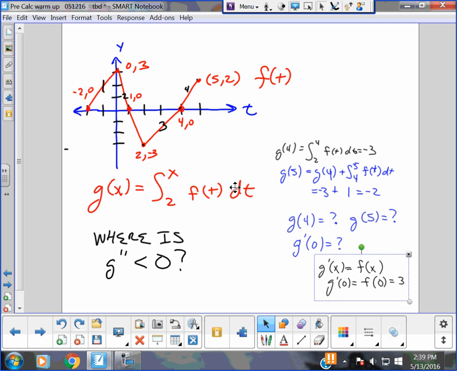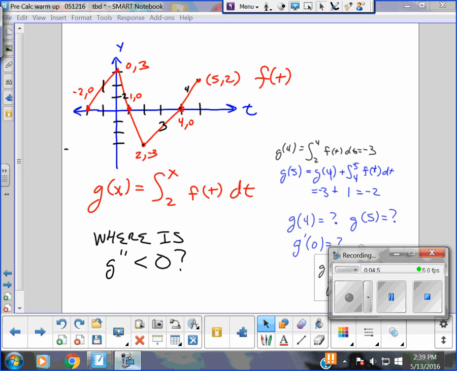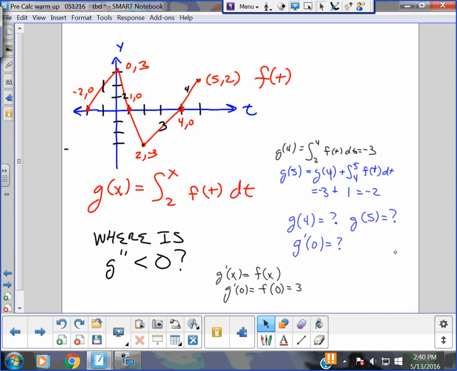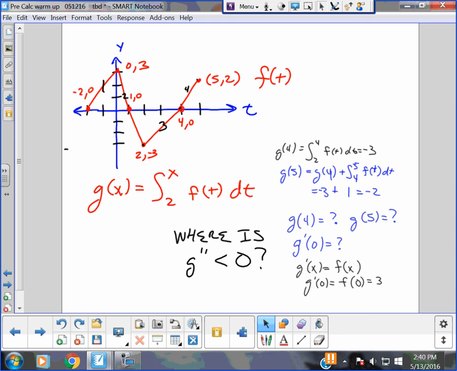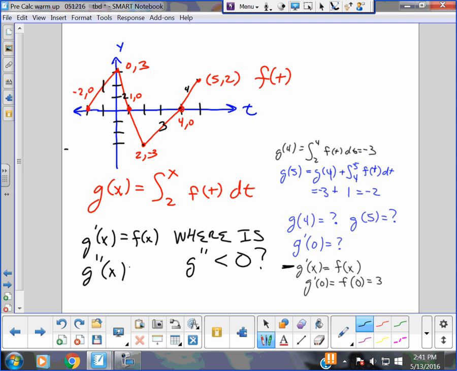All right. So I'll give you a second on that. The big step here, guys, is making the step of where is g prime prime less than 0. You got to back up, and before you jump off the bridge, you have to understand that we defined right here that g prime of x was equal to f of x. So we got to know what g prime prime is. Derivative of g prime is g prime prime. Derivative of f of x is f prime of x. We want to know where this is negative, right?